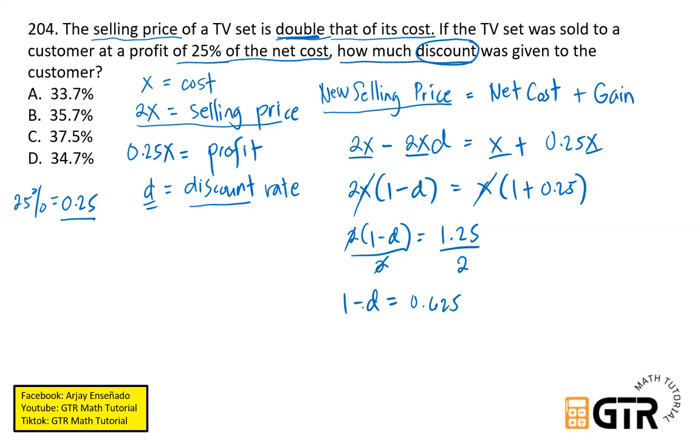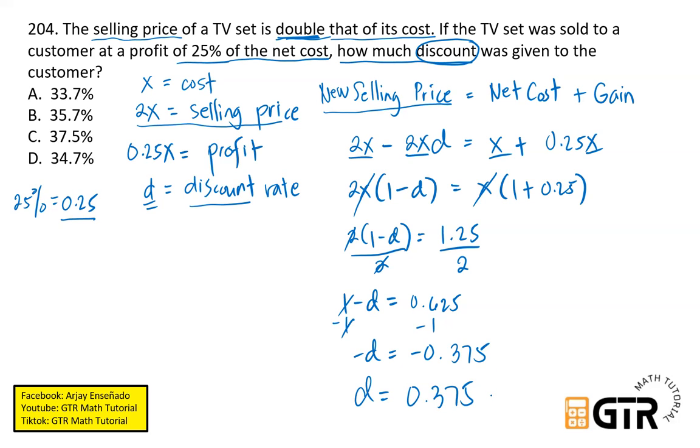0.625 and then negative D. So subtract 1 to both sides. Subtract 1 to both sides. So masasolve natin. Negative D is equal to, magiging negative ito. So 1 minus 0.625, parang 100% minus 62.5. So we have negative 0.375. Okay? Since parehas negative, multiply both sides by negative 1. Therefore, the discount rate is 0.375.